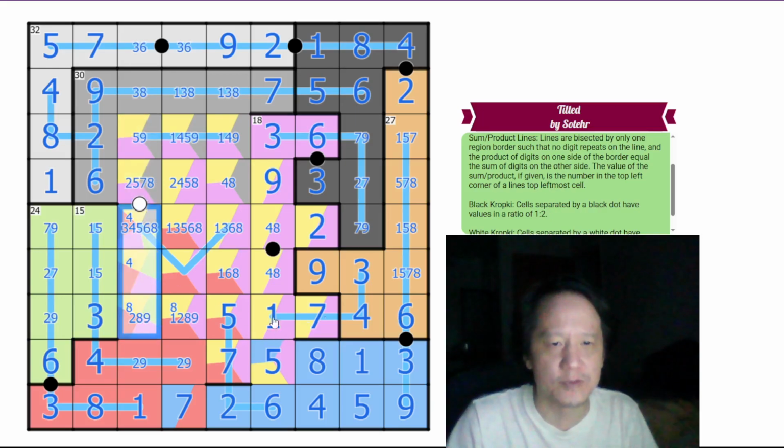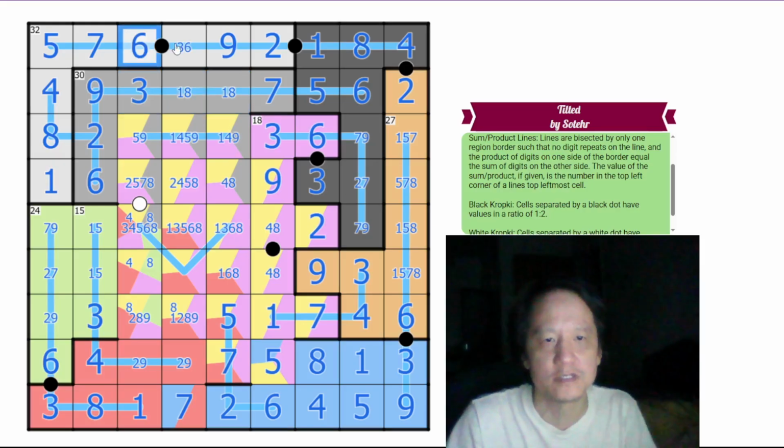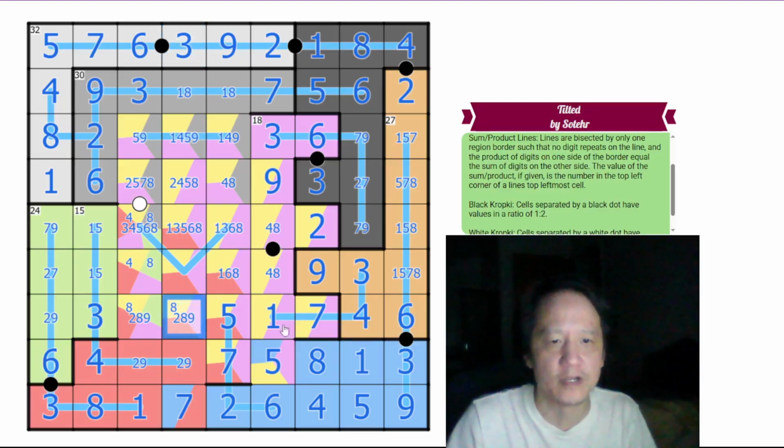Also, one of these 3 has to be an 8. That eliminates 8 in the rest of the column, so this can't be 8 here. That makes this a 3. So this can't be 3 here. This 3 eliminates 3 here, so this is 6, which means this can't be 6, that's 3. This can't be 1 anymore.